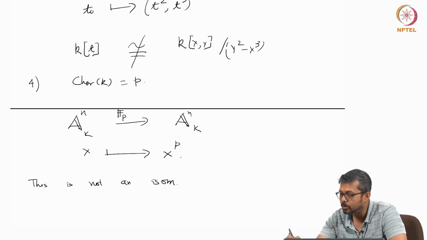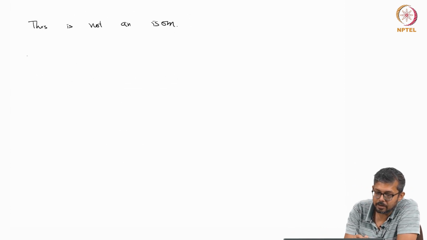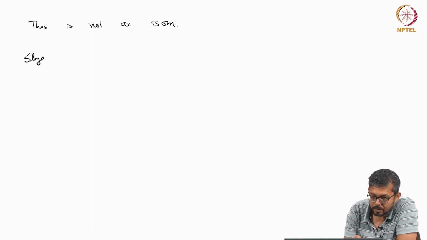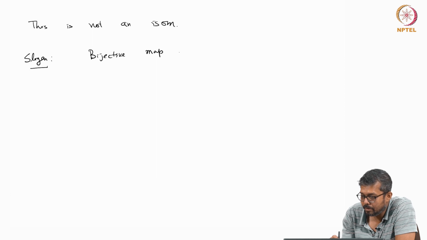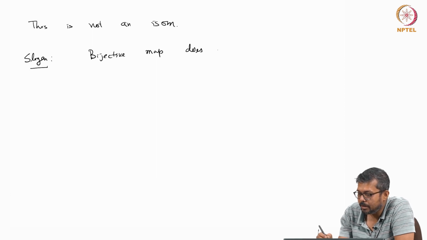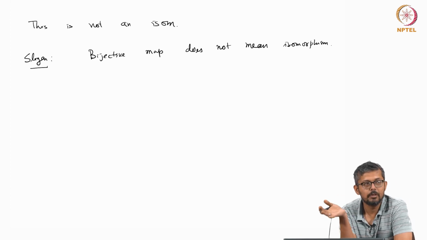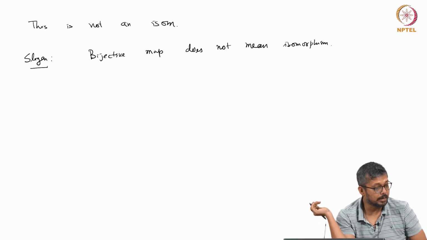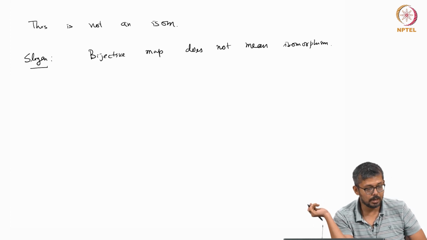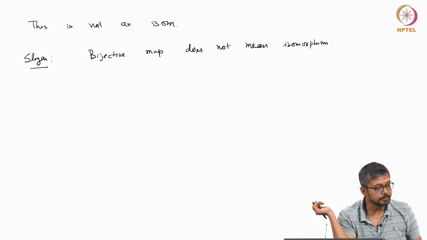So the slogan is that a bijective map does not mean anything. Does not mean anything means that it does not mean isomorphism. So you have plenty of examples, in the basic case, forget complicated varieties. These are all some very basic affine varieties. In that case also it fails. So this is the point. Okay.